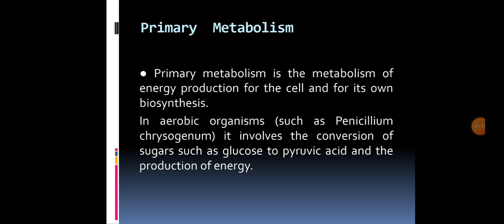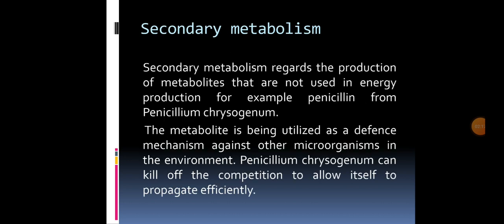Penicillin is a secondary metabolite. Primary metabolites are the metabolites of energy production for the cell and for its own biosynthesis. In aerobic organisms like Penicillium chrysogenum, it involves the conversion of sugar such as glucose to pyruvic acid and producing energy. Whereas secondary metabolites regard the production of metabolites that are not used in energy production. These metabolites are utilized as a defense mechanism against other microorganisms in the environment.